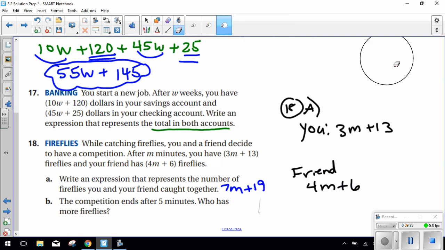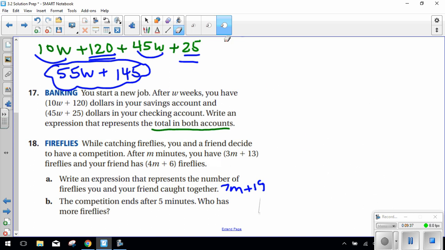Okay, that's part A. For part B, the competition ends after 5 minutes. Who caught more? So remember, M is the number of minutes.